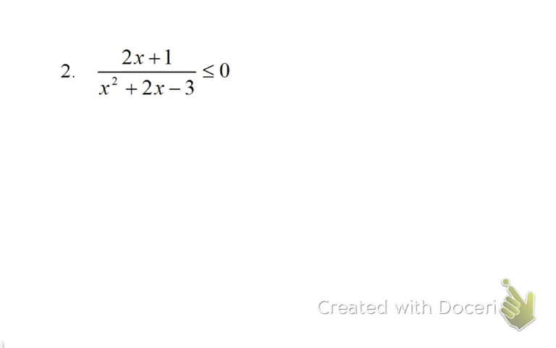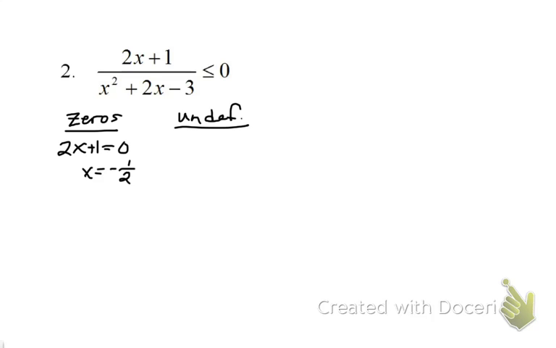Let's look at another example. We'll follow the same exact approach. We'll first start out finding the zeros of this expression, and we'll take a look at the numerator, 2x plus 1 equal to 0, and we'll solve for x, which equals negative 1/2.